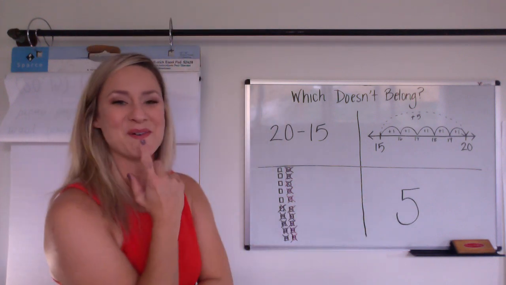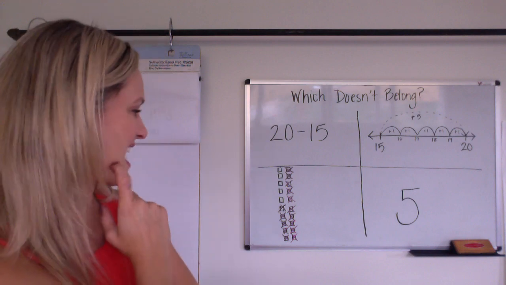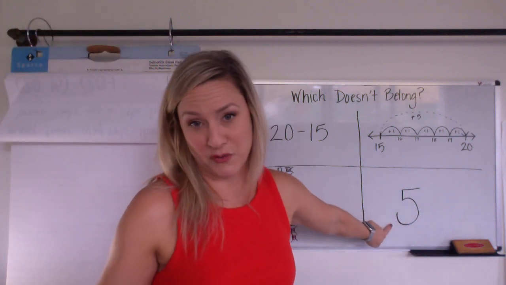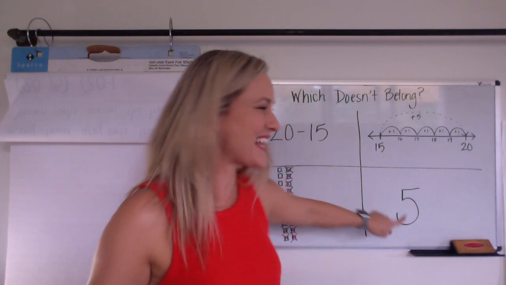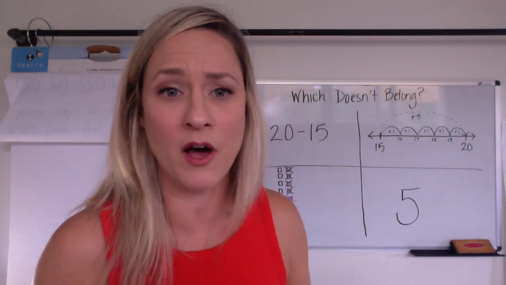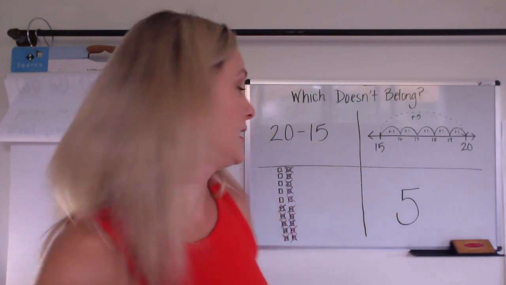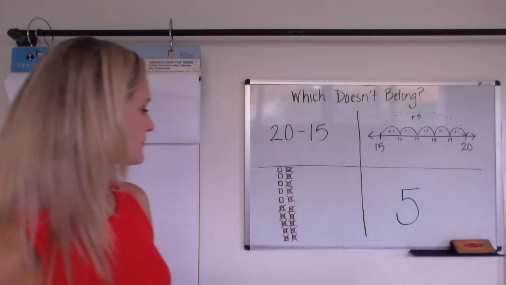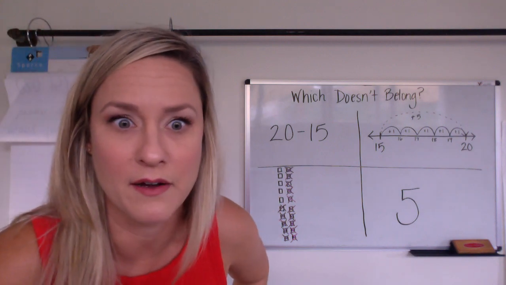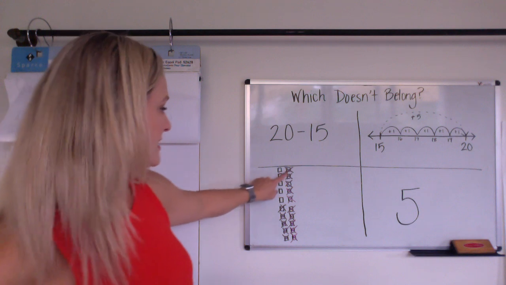Let's see. What else could I guess? Did you say this one doesn't belong because it doesn't have the 20 minus 15? Maybe you're saying, well, that one doesn't belong because it's just one number hanging out all by itself doing its own thing. So maybe you said that. Or maybe you even said this one doesn't belong because it's the only one with pink on it. Did you guys notice that? I put some colors there.